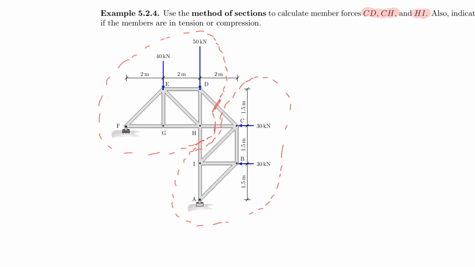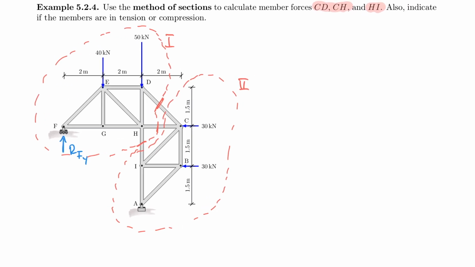I would say that I'm going to take the cut number 1 here and not number 2, simply because I only have one support reaction to deal with. So I'm going to have to calculate that support reaction RFY first, because that's the roller. So let me do that. Let's calculate RFY first.